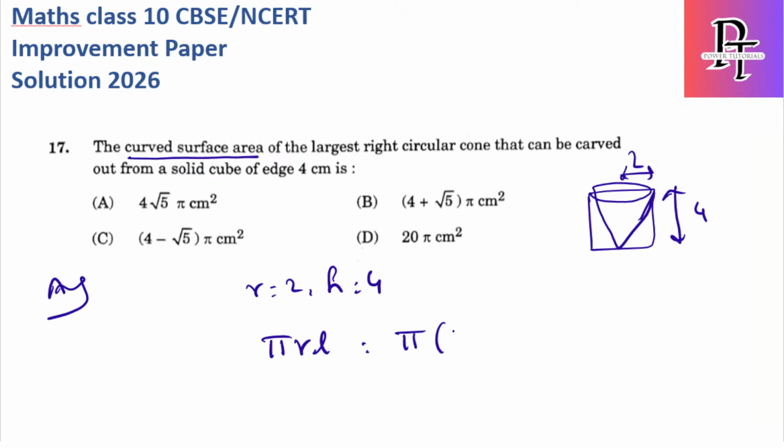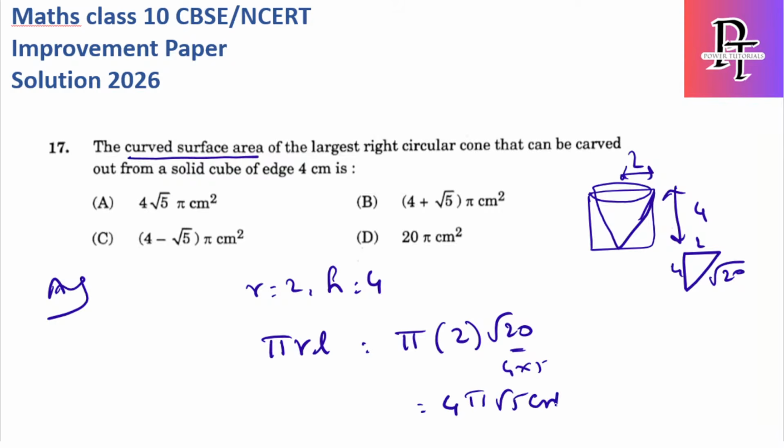R is half of h, which is 2. L value we need to find. So it is something like this: we have 2, height is 4. This value becomes 16 plus 4, which is 20, so L is root 20. But in the options root 20 is not there, so just convert root 20 into 4 into 5. So this 4 will come out as 2, and 2 into 2 is 4. Pi root 5 should be the answer, or 4 root 5 pi centimeter square.